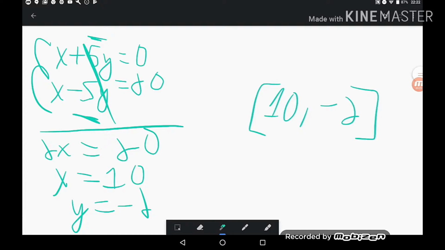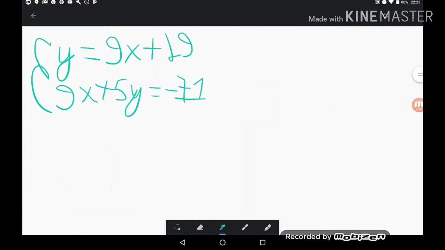Alright, let's try something different. Next system of equations, you have y equals 9x plus 29, and 9x plus 5y equals negative 71. So basically in this system, you are dealing with a slope-intercept formula and a standard formula. And based on what they give you, you automatically know that you have to use substitution.